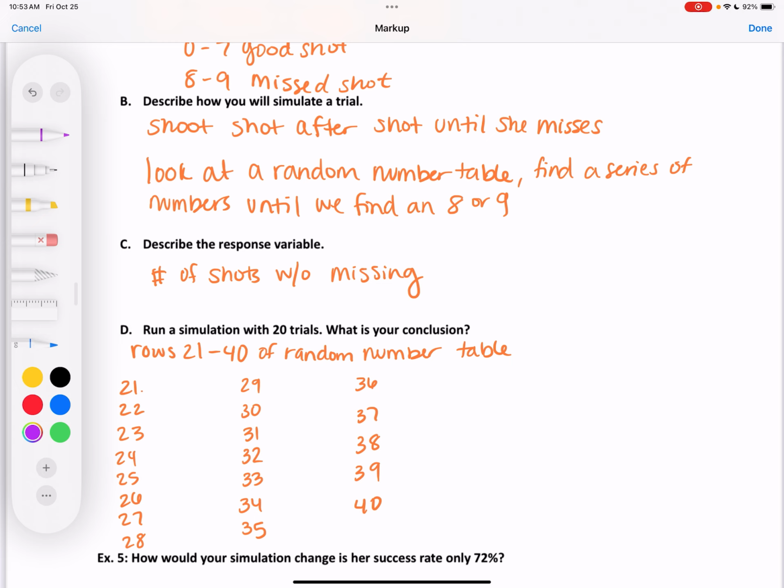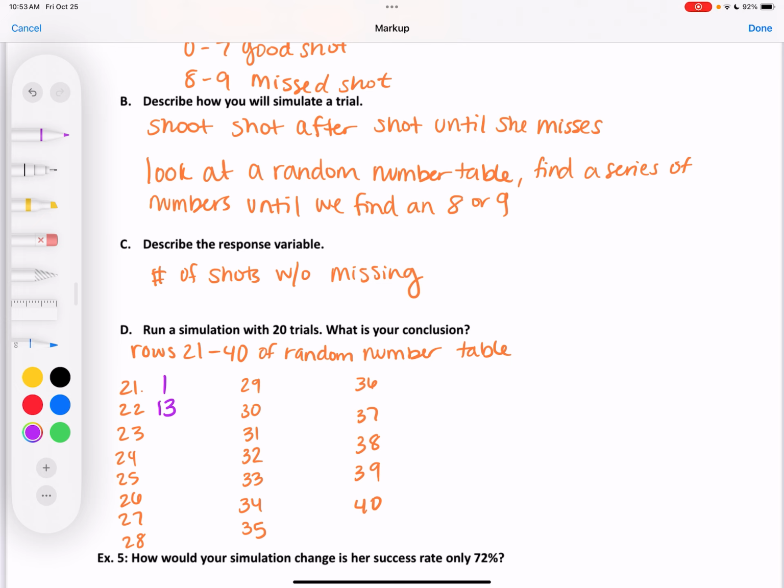All right, so I'm starting on row 21, and I realize this is tiny, so it may be kind of hard to see, but I'm looking at single digits until I get to an 8 or a 9. So starting in row 21, I have a 1 and then I have an 8, so she has 1 make before she has a miss, so just write a 1 next to 21. In row 22, I've got 13 makes, and then she has a miss, so write 13 by 22.